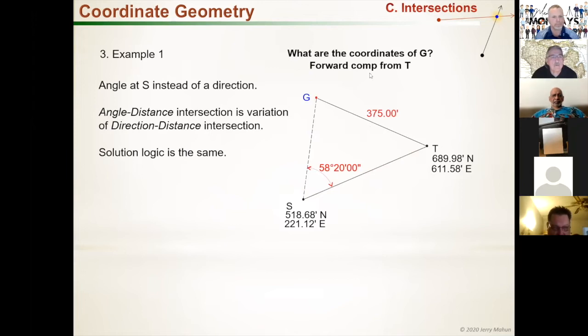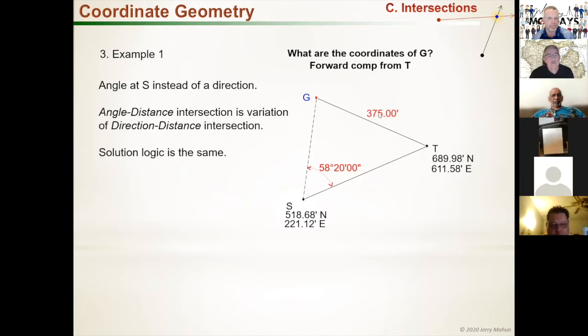So in here, we want to figure out what are the coordinates of point G off this baseline from T to S. And in this case, instead of having a direction, we've got a variation of a direction-distance intersection. We've got an angle-distance intersection. We're at point S, we've got an angle measured from T to point G, and then from T to G, we've got a distance. So it's a variation of the direction-distance intersection, but the solution logic is basically the same.